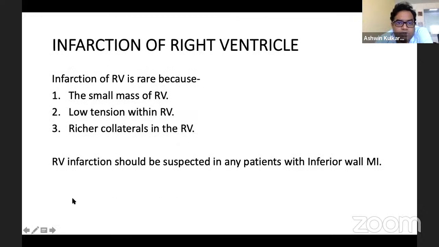Now coming to the infarction of the right ventricle. Infarction of the right ventricle is very rare, and it is not identified because of the small mass of the right ventricle, low tension within the right ventricle, and rich collaterals in the right ventricle. But still, RV infarction has to be suspected in any patient with inferior wall MI.